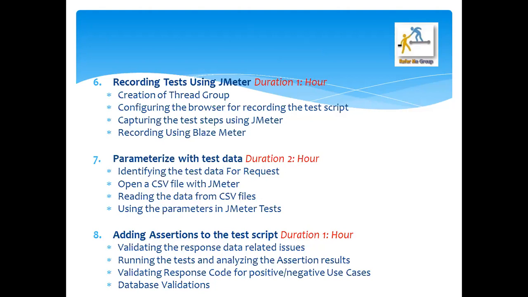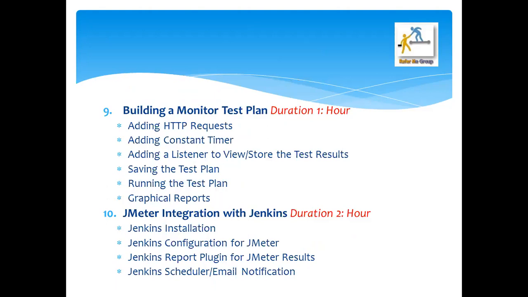Next part is adding assertion to the test script. It has a duration of 1 hour. First part is validating the response data, related issues, running the test, and analyzing the assertion results. Validating response code for positive and negative use cases, and then database validations. The ninth part is building a monitoring test plan, duration 1 hour. Adding a HTTP request, adding a constant timer, adding a listener to view results, saving the test plan, running the test plan, and graphical reports.